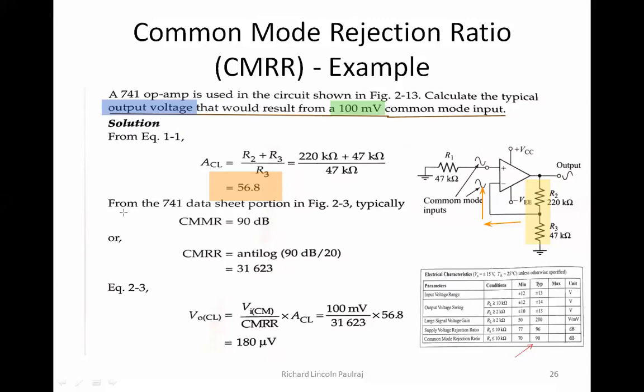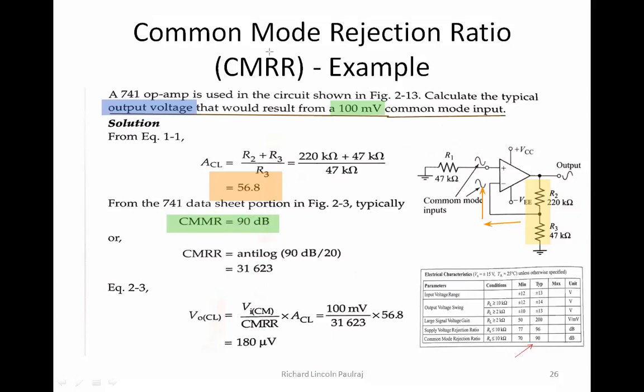Okay. Now we have the data sheet of 741, which is the op-amp. We saw that the CMRR is about 90. Now, what is this data sheet that I'm talking about? I have actually put it up here. You can see this arrow mark here. Yes, sir. Okay. So using the data sheet, we know that the CMRR is about 90. Now this becomes a missing data in the question. This is not given, isn't it?